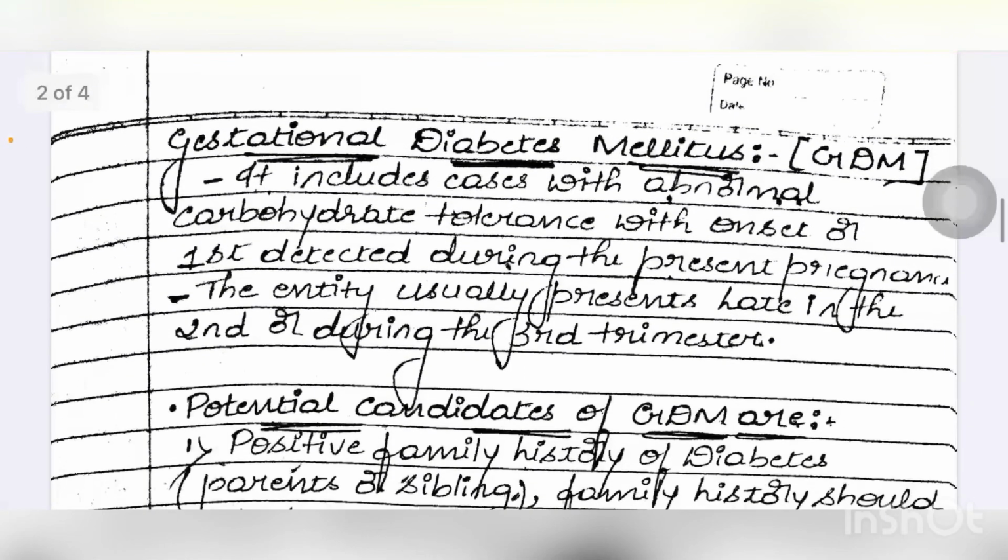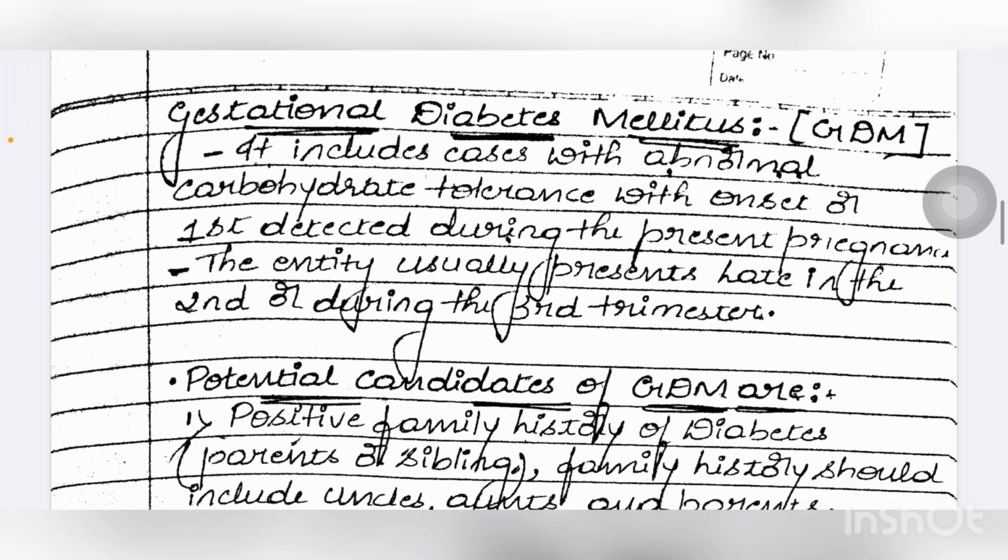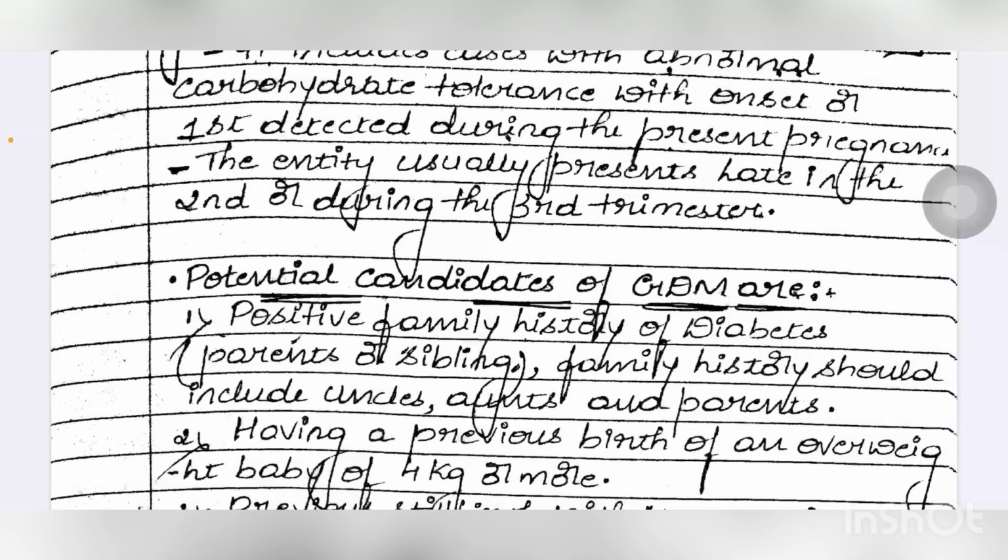Now coming to gestational diabetes mellitus, it includes cases with abnormal carbohydrate tolerance with onset or first detected during the present pregnancy. The entity usually presents late in the second or during the third trimester. What are the potential candidates of gestational diabetes mellitus? Like, who are more prone to gestational diabetes?